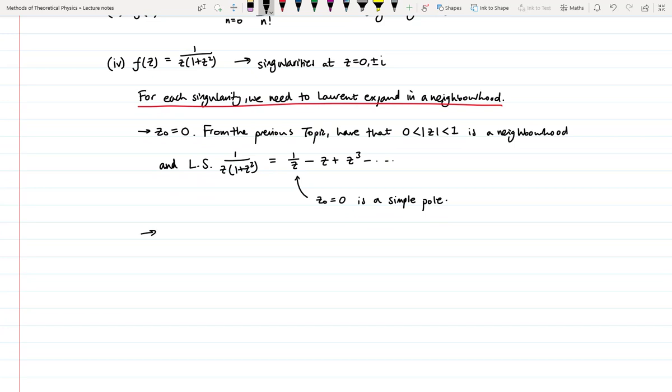Okay, what about the Laurent series about the singularity at z0 equals plus i? So we're now interested in z0 equals plus i. Well, to find the Laurent series about that point, we're going to let epsilon equal z minus i, and then expand in powers of epsilon.